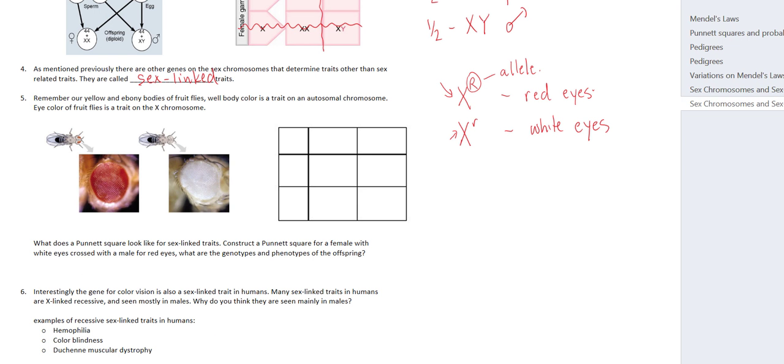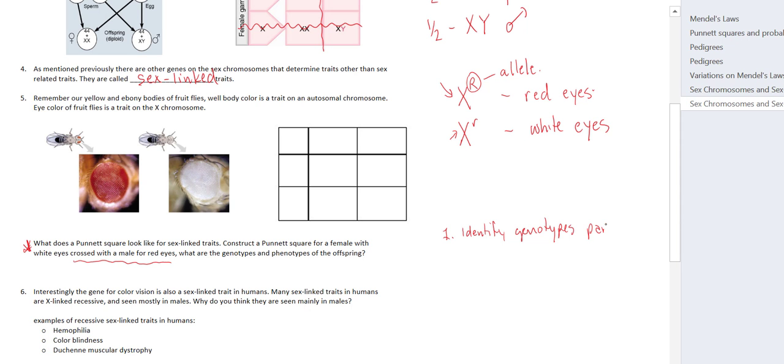Okay, so running an example of a problem involving sex-linked traits. What does a Punnett square look like for sex-linked traits? Construct a Punnett square for a female with white eyes crossed with a male with red eyes. So just like any other problem, number one, we identify genotypes of parents.